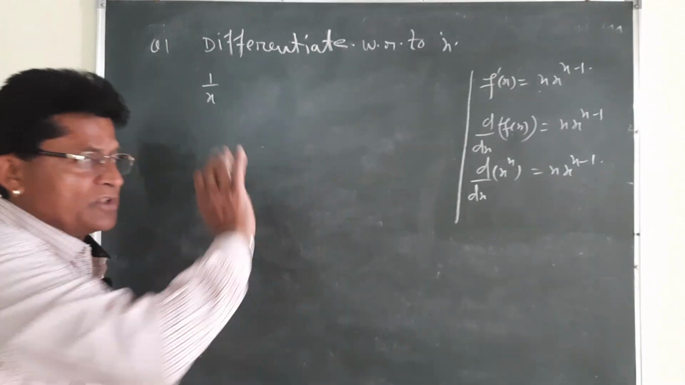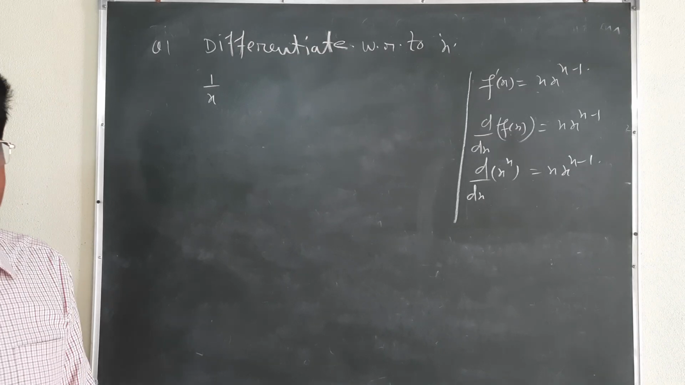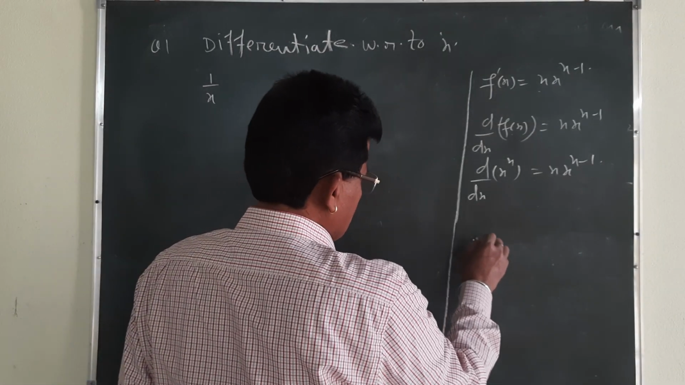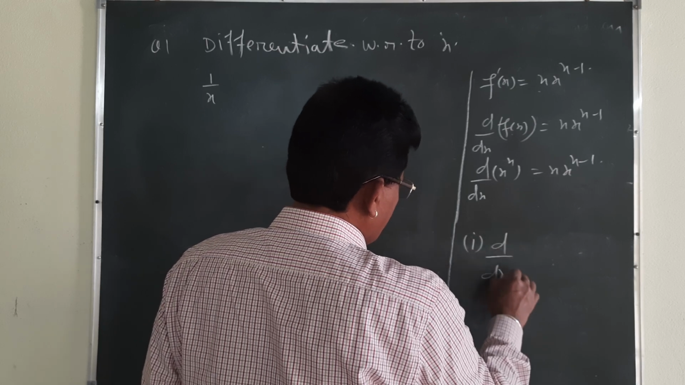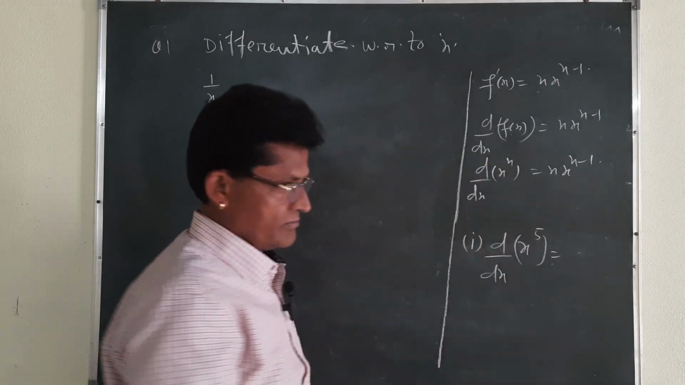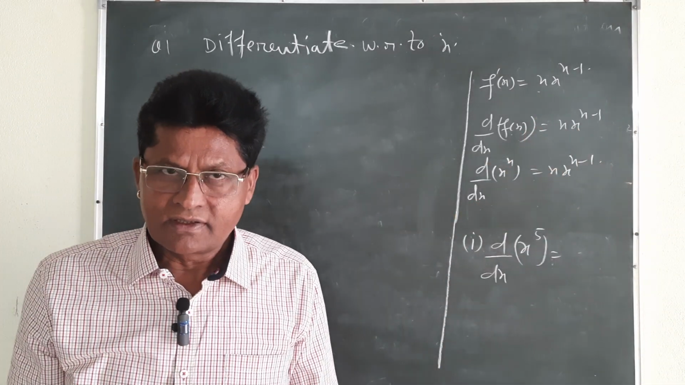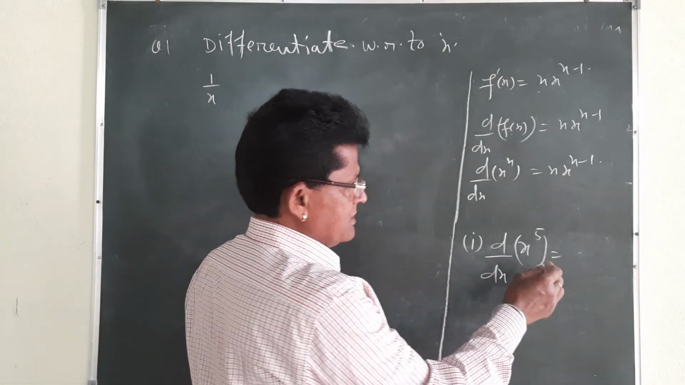Different methods I will use over here to differentiate this one. But before that, let me take one thing. Suppose, find the differentiation of x to the power 5 by using directly the formula I have told you, by using the definition of the derivative. Differentiation of x to the power 5.